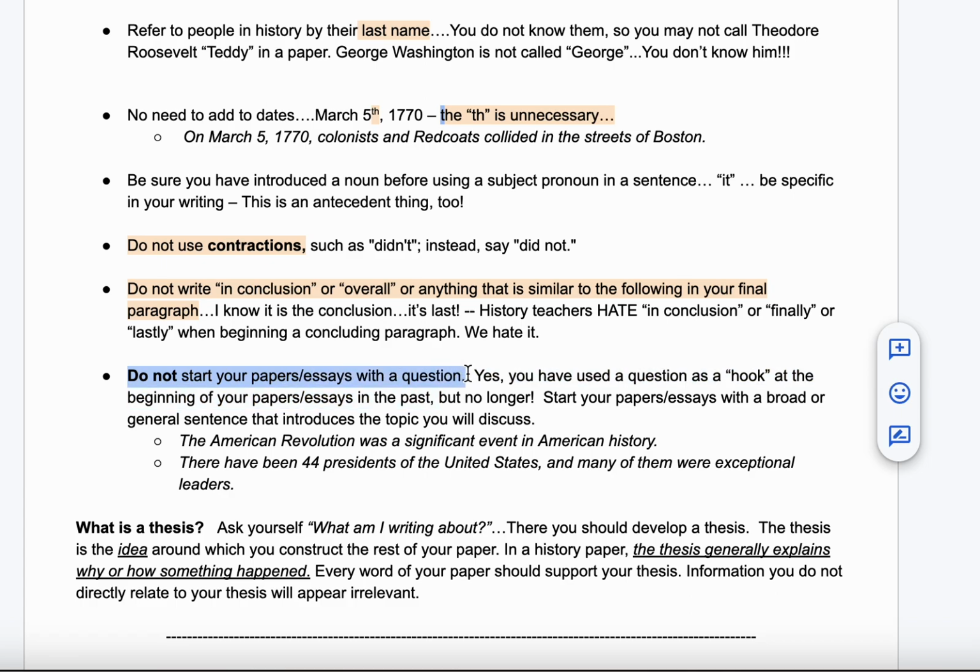Don't start your papers with a question. Have you ever wondered about the American Revolution? No, I haven't. I know everything about it. Okay? You start your paper with a broad general sentence like, the American Revolution was a significant event in American history. Ooh, broad. You have my attention.